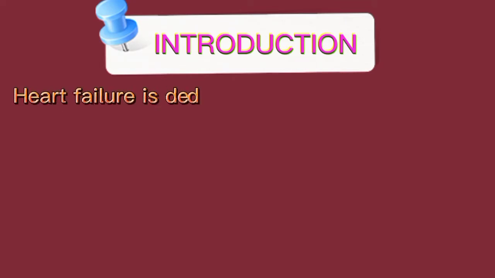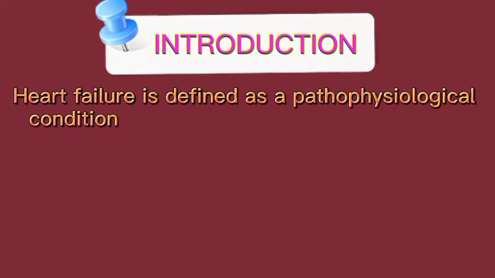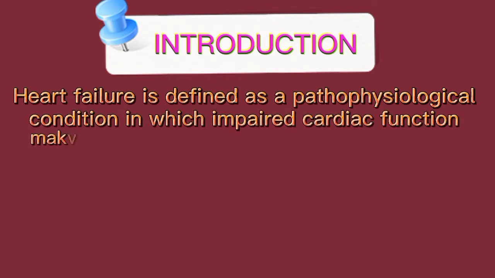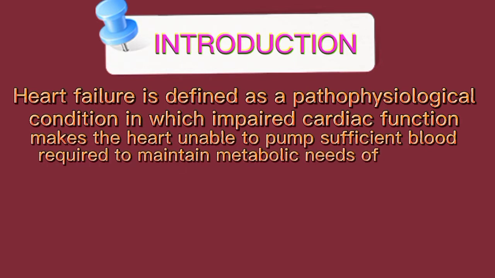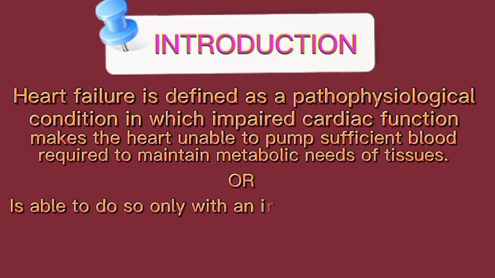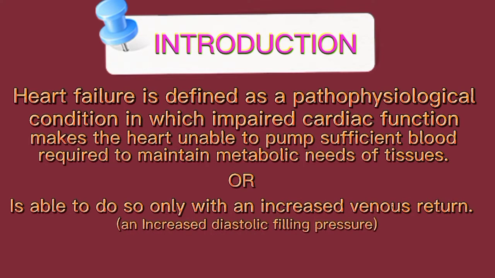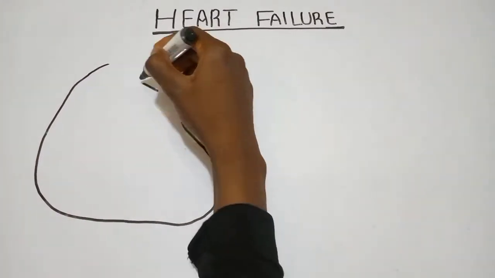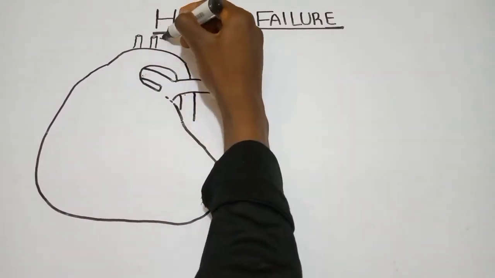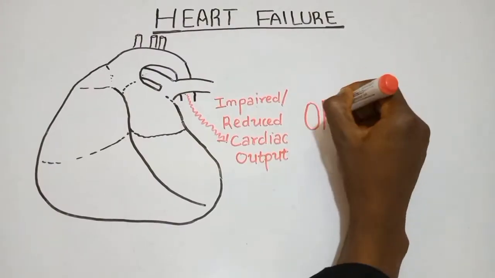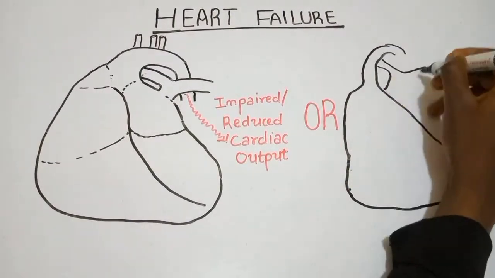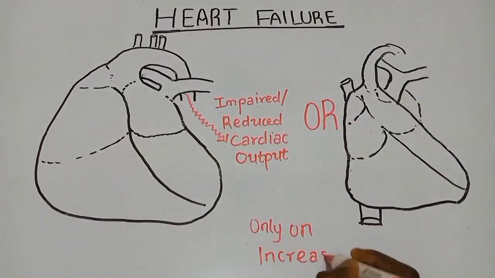By introduction, heart failure is a pathophysiological condition in which impaired cardiac function makes the heart unable to pump sufficient blood required to maintain metabolic needs of tissues, or is able to do so only with an increased venous return to the heart. In this diagram, you can see an affected heart with an impaired cardiac output. However, a failed heart with an increased venous return will be able to pump out sufficient amount of blood.